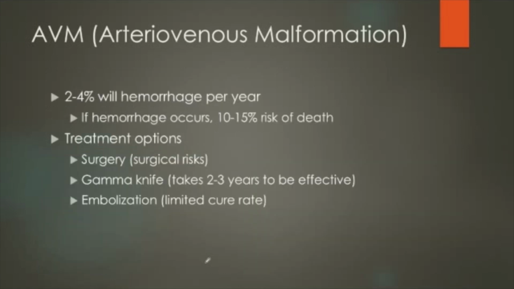Given an overall high risk of hemorrhage per year at around 2 to 4%, and a high risk of death if hemorrhage occurs, these are recommended to be treated. Treatment options include surgery, which has associated surgical risks, gamma knife therapy, which takes 2 to 3 years in order to be effective and thus has higher risk in the time that it is taking effect, or embolization, which has an overall limited cure rate.